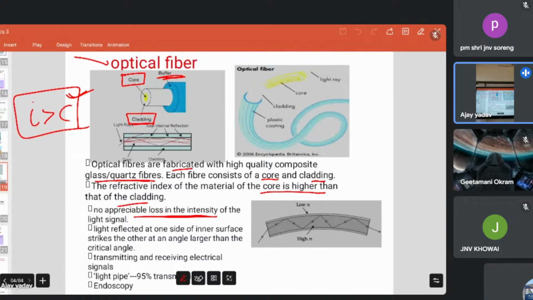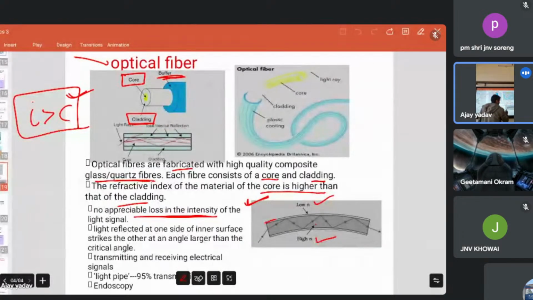So we use it. In this diagram, we can see this outer layer is the cladding. It has a low refractive index. And this inner layer is the core. It has a high refractive index.